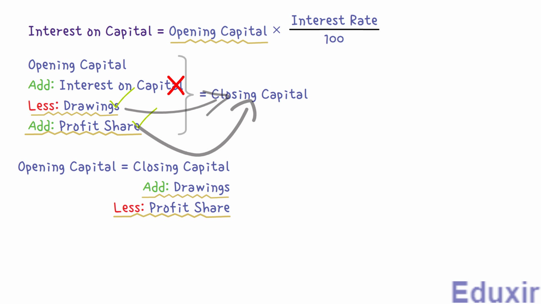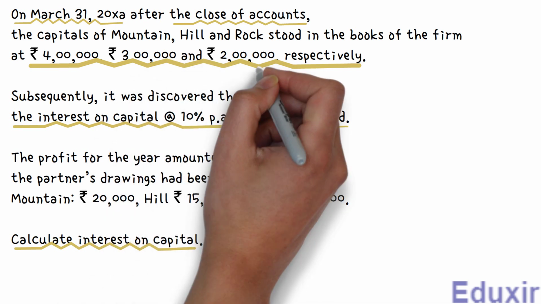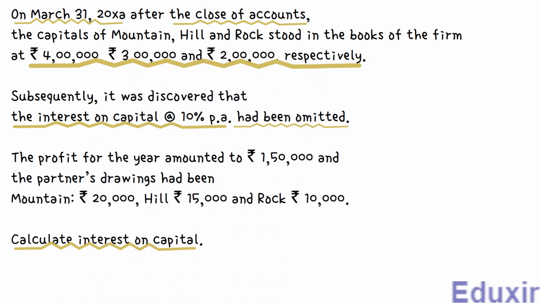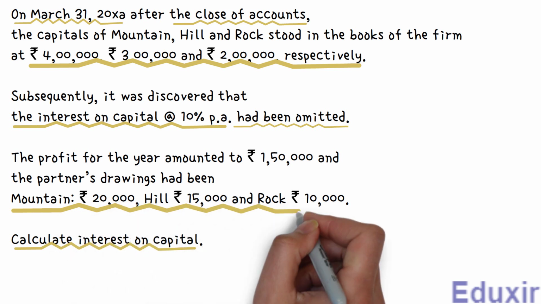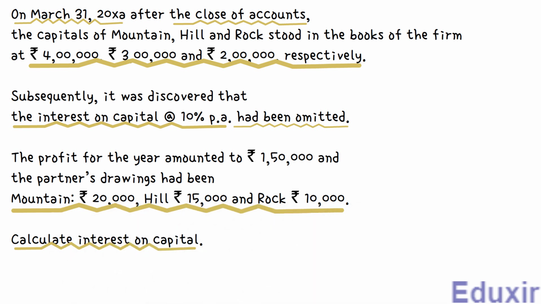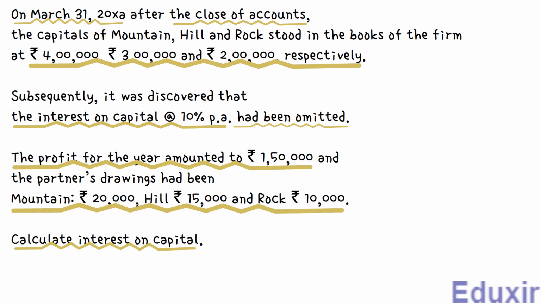Now, it is given in the problem that the closing capitals of the partners are 4 lakh rupees, 3 lakh rupees and 2 lakh rupees respectively. It is also given that their drawings are 20,000 rupees, 15,000 rupees and 10,000 rupees. These two things are directly given to us. But the profit share is not directly given to us. But instead, it is given that the profit for the year amounted to 1,50,000 rupees. From this, we have to find the profit share.